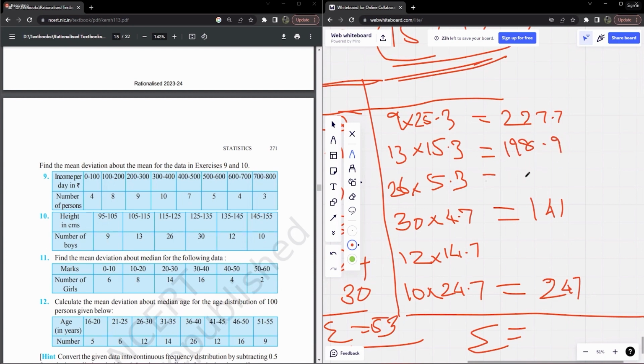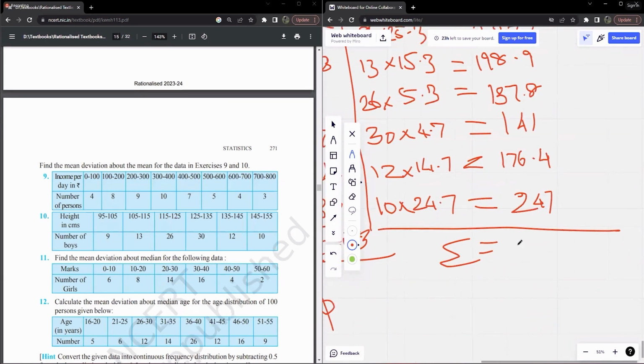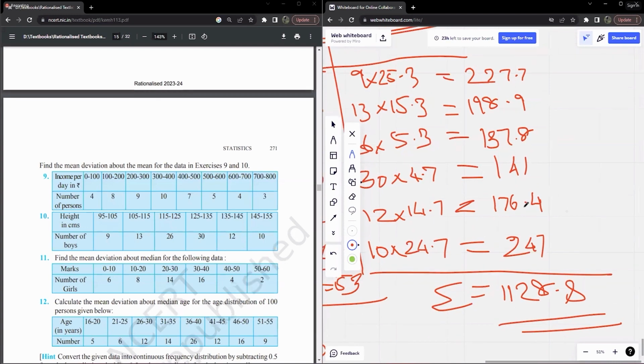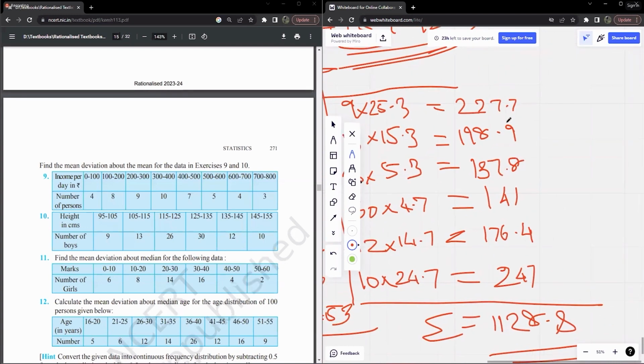This is going to be 137.8. And this is going to be 176.4. So your sigma is going to basically be 1128.8. Right? This is a 0.4, this is a 0.9, this is a 0.7. This is 16, this is 24, this is 28. So the 0.8 is done. There is nothing that follows.